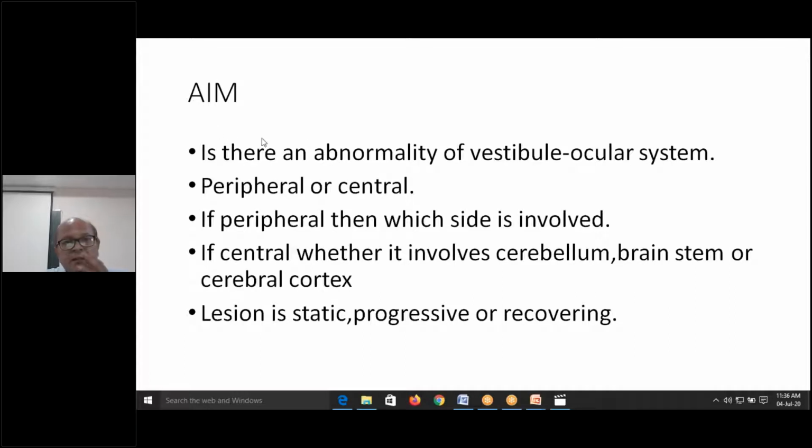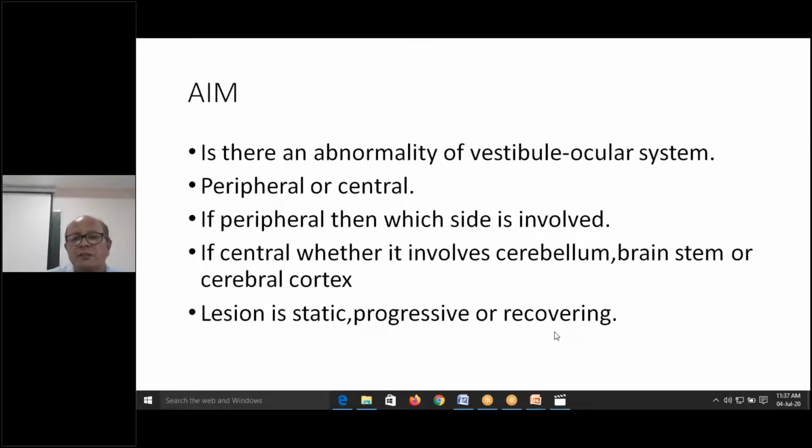The aim is to find out if there is an abnormality of the vestibulo-ocular system. So what are the aims of electronystagmography? One, you establish whether there is abnormality of the vestibulo-ocular system. If it is abnormal, whether it is a peripheral or a central abnormality, that is the first thing. Then if peripheral, which side is involved, the right or the left. If central, whether it involves the cerebellum, the brainstem, or the cerebral cortex. And whether the lesion is static, progressive, or recovering.